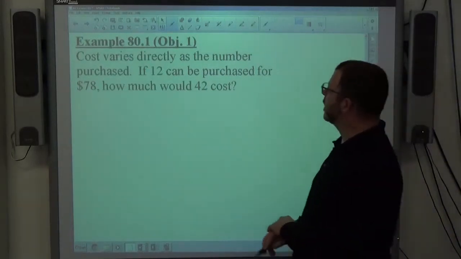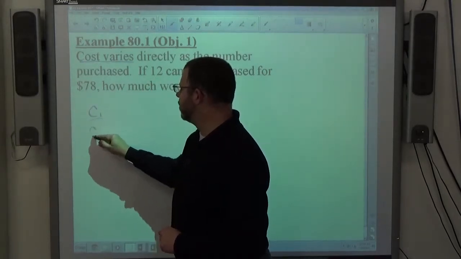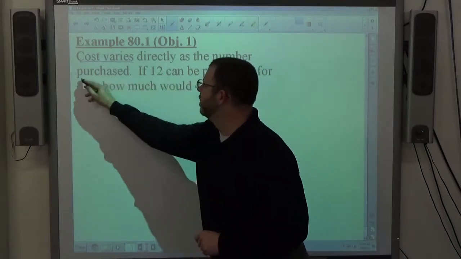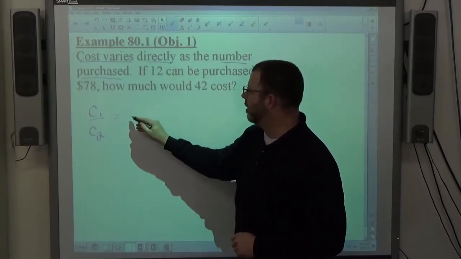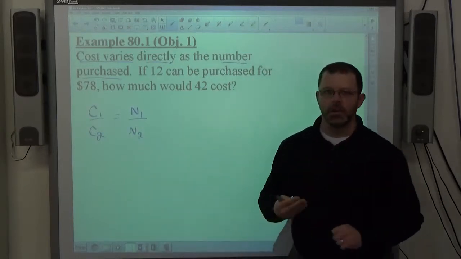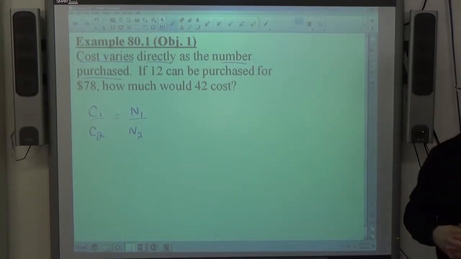Cost varies directly as the number purchased. So cost varies gets me C1 over C2. Directly as the number purchased, directly means that the subscripts are the same. So number purchased 1 on top, number purchased 2 on the bottom. So C1 and N1 represent the cost and number purchased at one event, and C2 and N2 represent the cost and number purchased at another event.